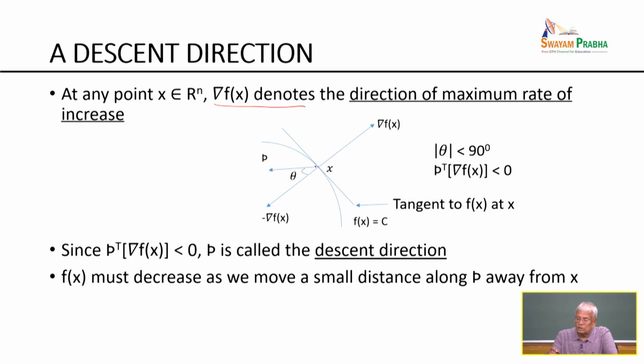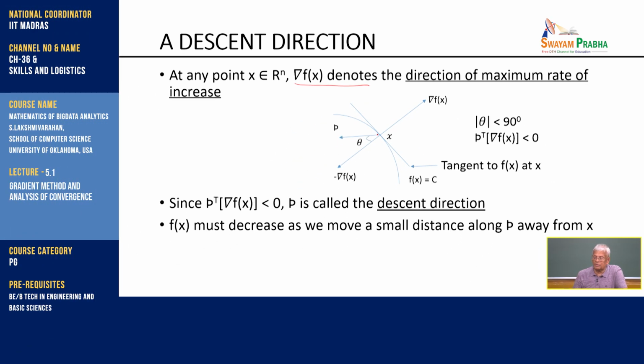So, what are the various things I need? Set f of x equal to a constant. I look for the contours, which is the locus of x for which the value of f of x is equal to c. You pick a point x on the locus, you compute the gradient, you compute the negative of the gradient. The gradient represents the maximum rate of increase, the negative of the gradient represents the maximum rate of decrease. I have a tangent, and the tangent and the gradient are mutually orthogonal to each other. Now, let us consider a direction p as shown in the figure.